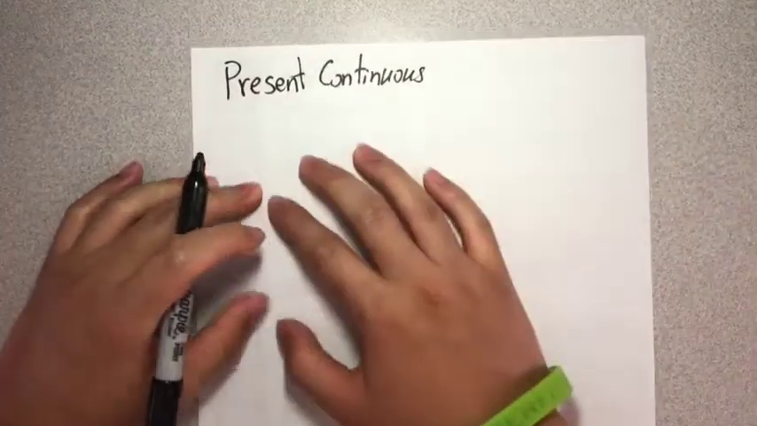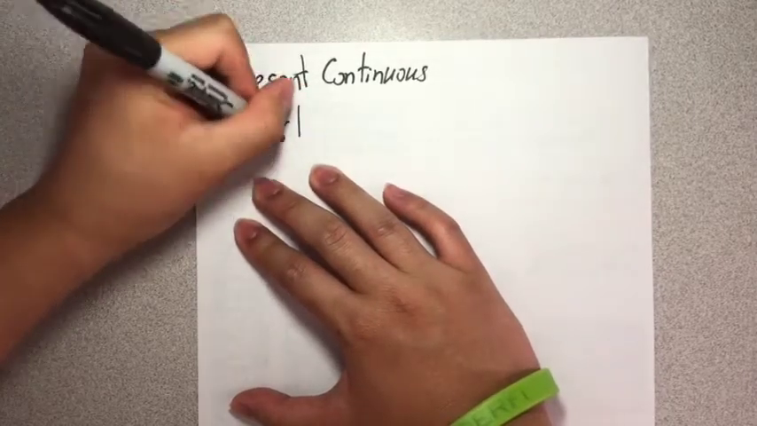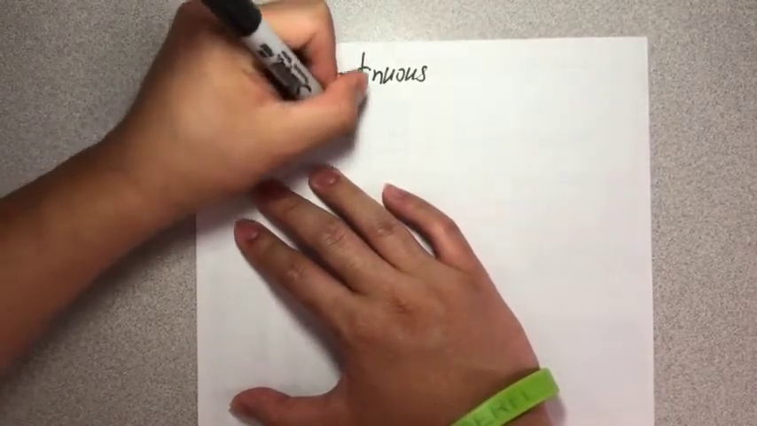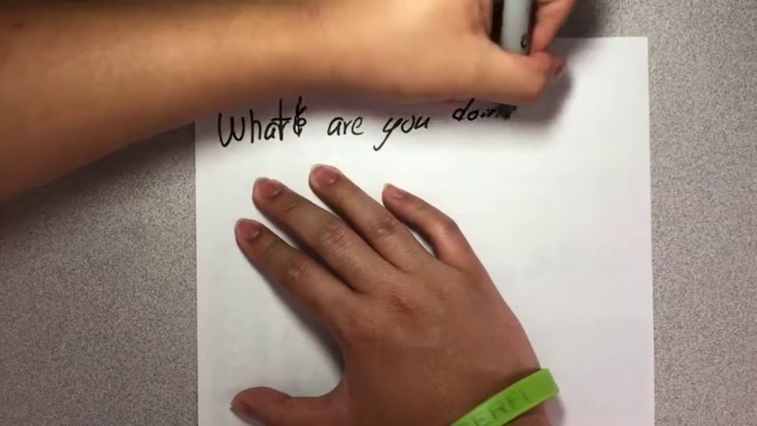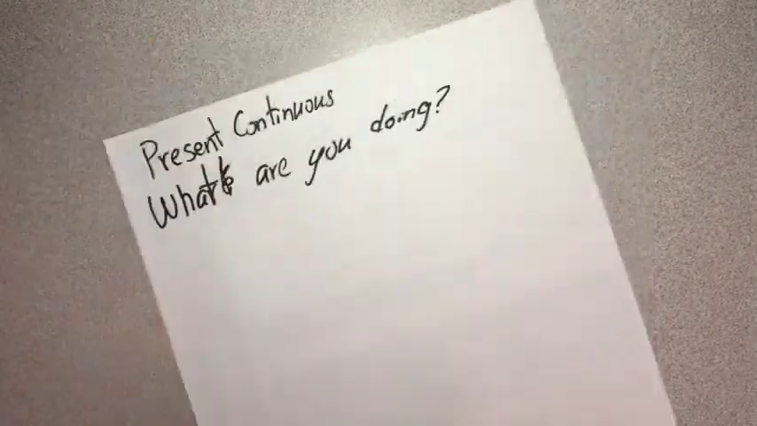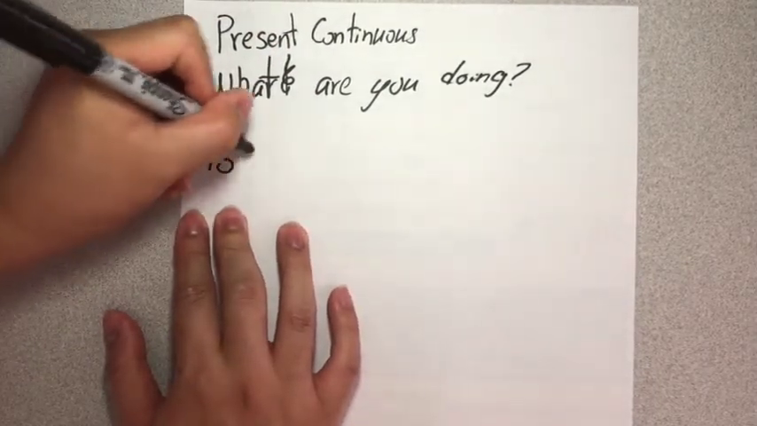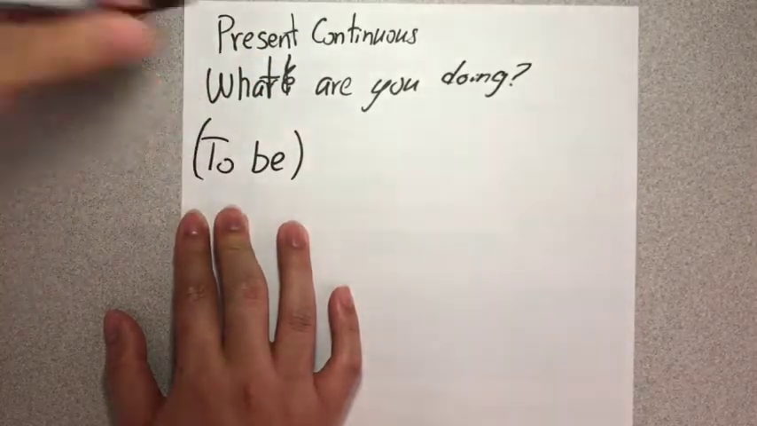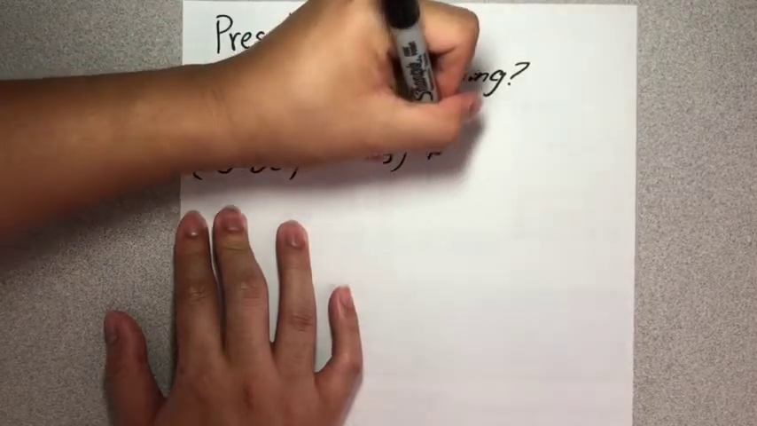In Unit 3, we learned the present continuous. So with the present continuous, there's the question, what are you doing? What are you doing? So, how do we use the present continuous? We use to be, verb, and then ing.